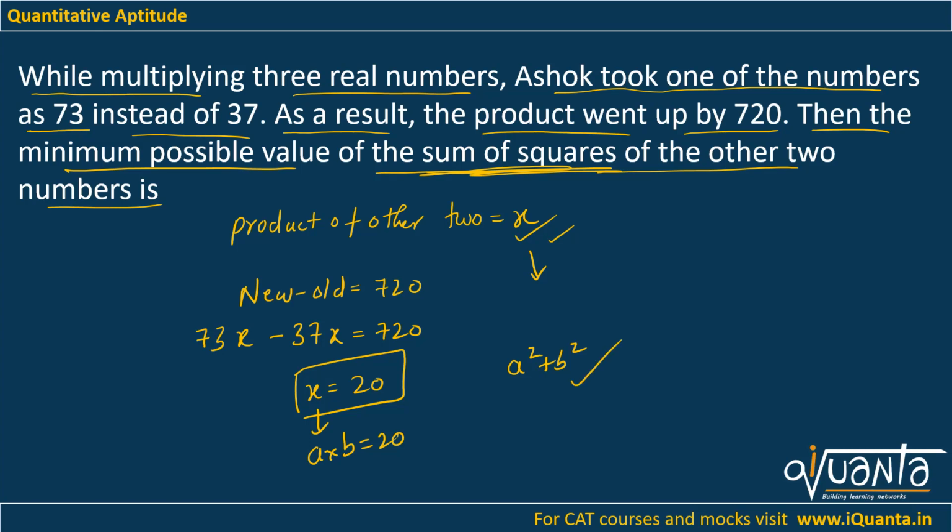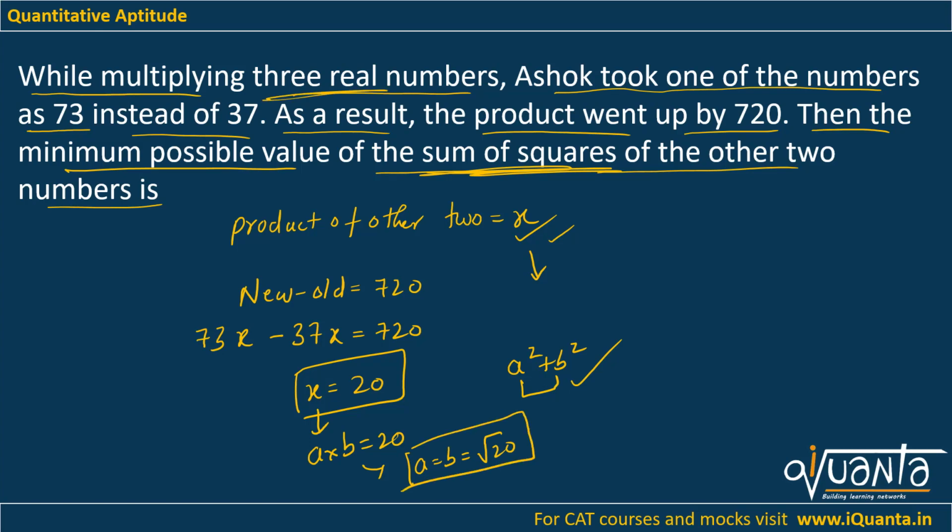We have come across this situation so many times when we have a sum of squares, and to minimize the sum of squares, I always take the numbers as close as possible. So we'll be taking a equal to b. If a equals b, both will be equal to root 20. And let us check if this is true.